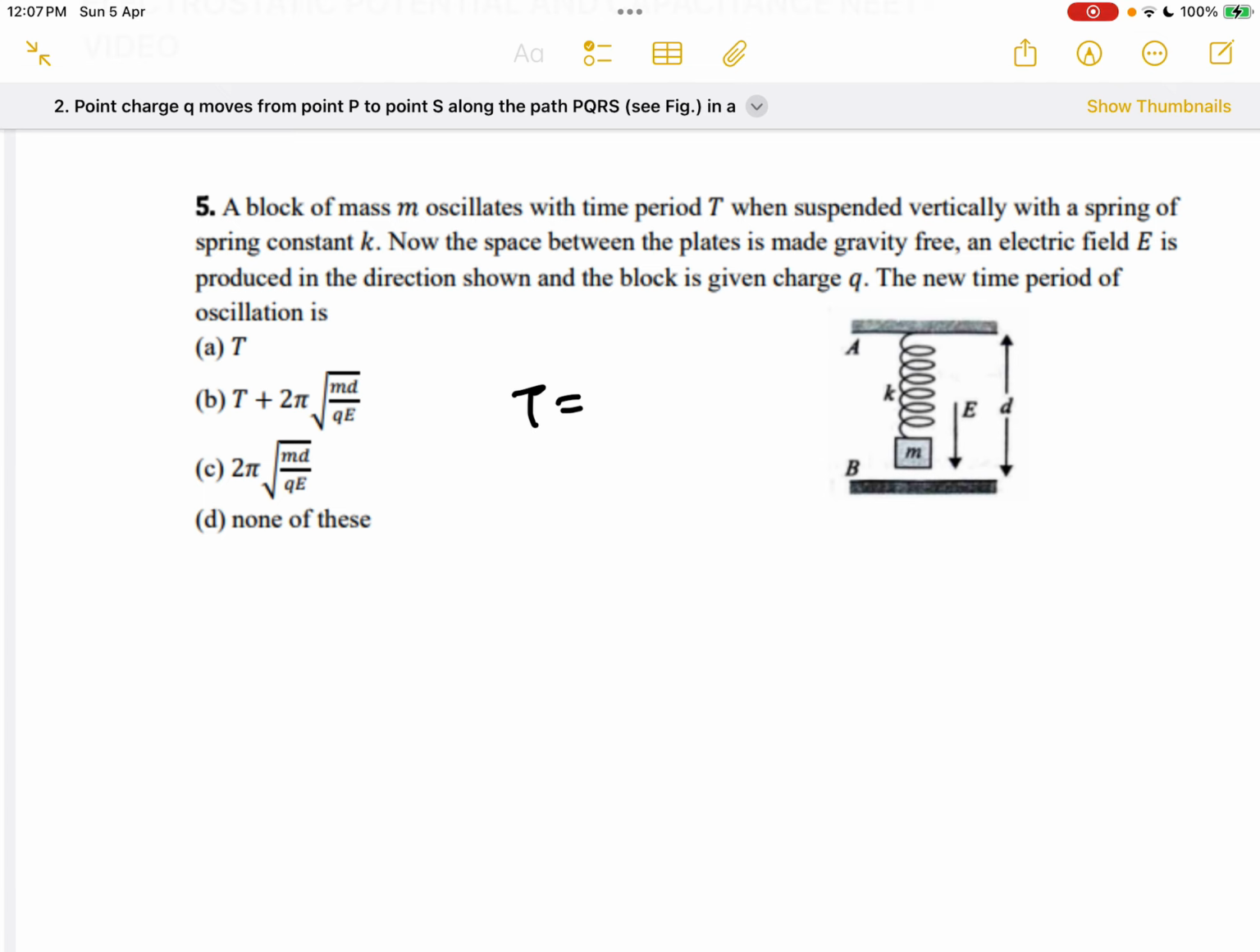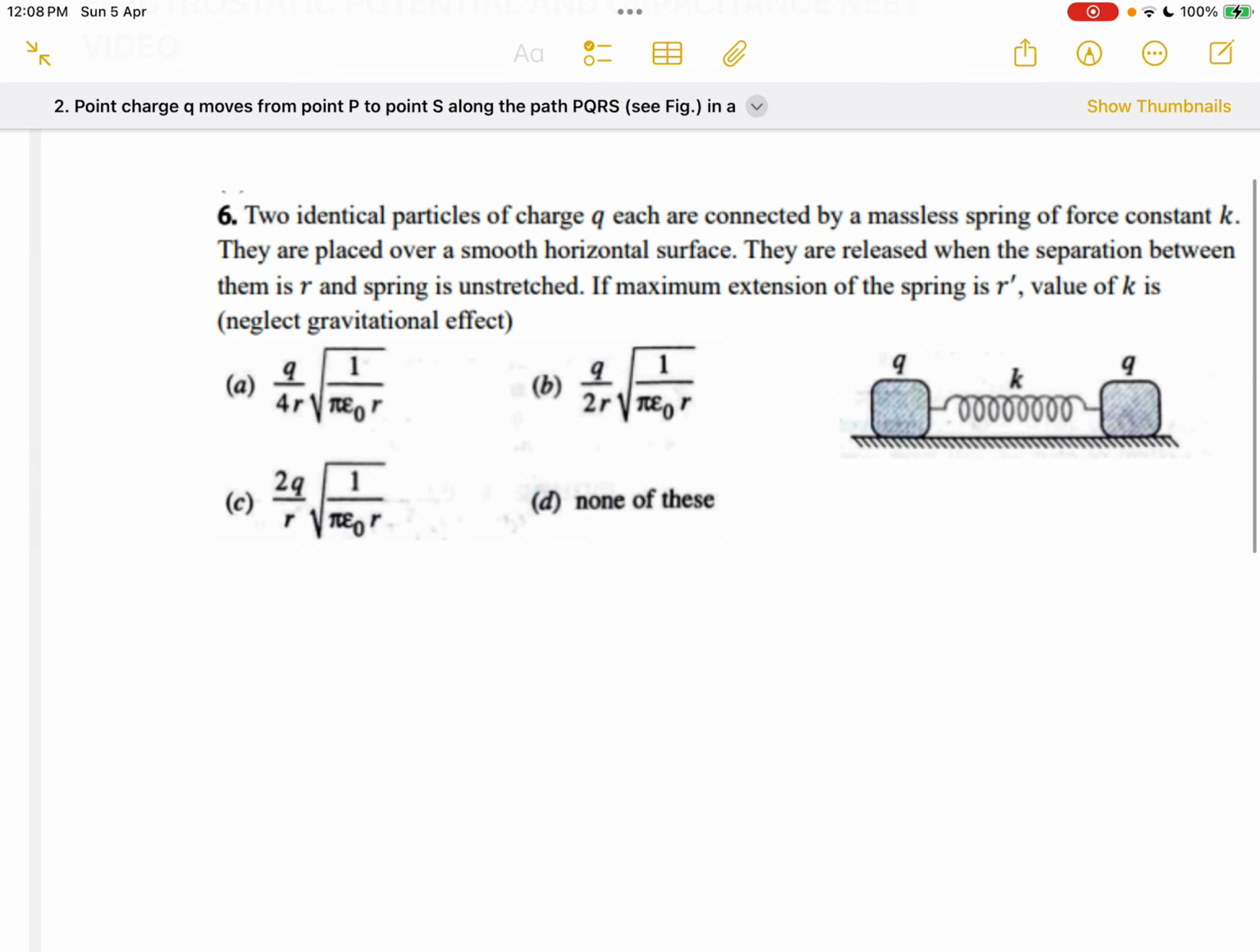The time period is basically given by 2 pi root of m divided by k. Now, the mass hasn't changed. The mass is the same, and the spring constant, which produces the restoring force, also is the same. Since that is the same, irrespective of whether it's gravity or electric field playing out, the time period would remain the same. Option A is the correct answer.